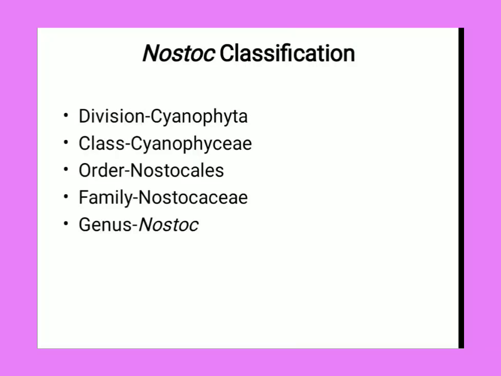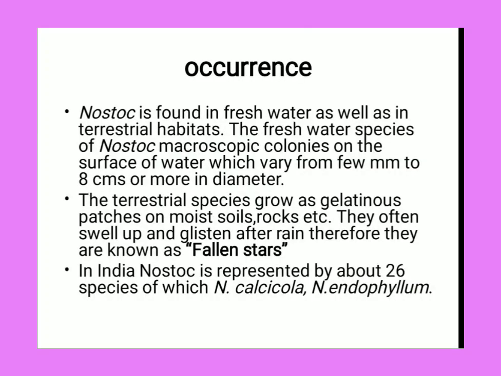Okay, it is classification, and now their occurrence. Nostoc is found in freshwater as well as terrestrial habitats. Freshwater species of Nostoc form microscopic colonies on the surface of water which vary from a few mm to 8 cm or more in diameter. The terrestrial species grow as gelatinous patches on moist soil and rock. They often swell up and glisten after rain. Therefore, they are also known as fallen star.